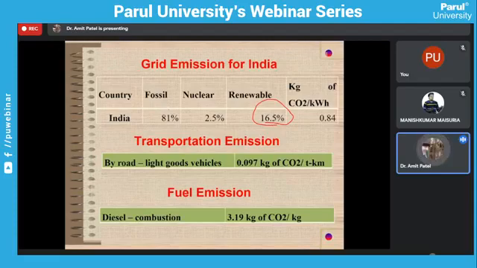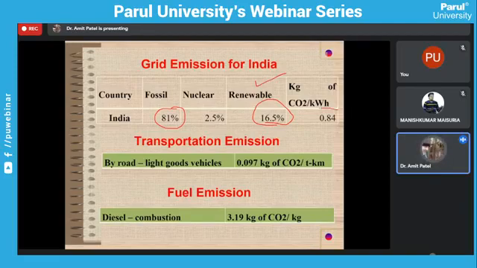So say 1 unit of electricity: 81% was generated from fossil fuel. Nuclear, although I say it has very little emission, should still have some emission. So if I account the overall emission of my 1 unit of electricity, it's not zero. Had it been 100% renewable, maybe zero, but it's not.